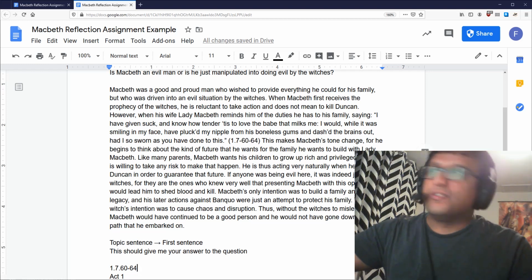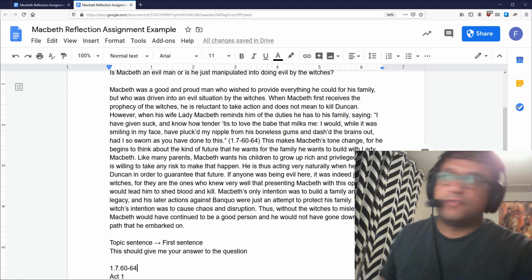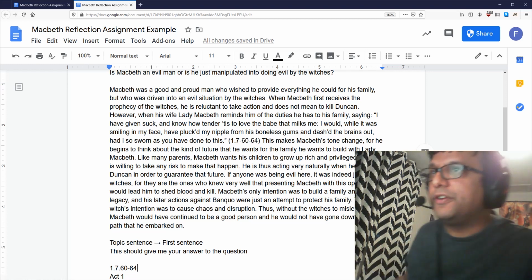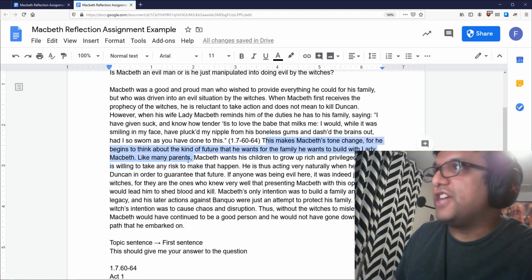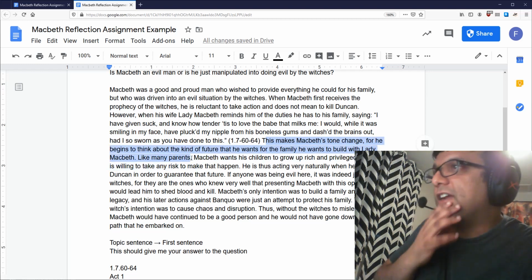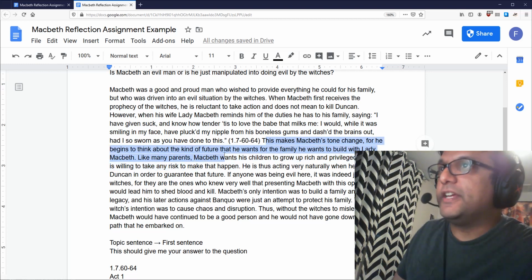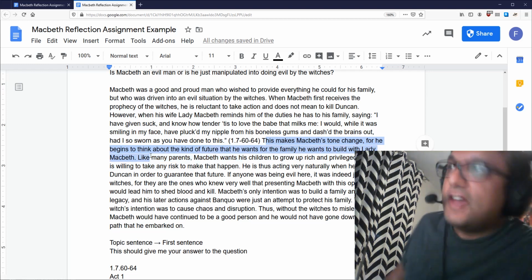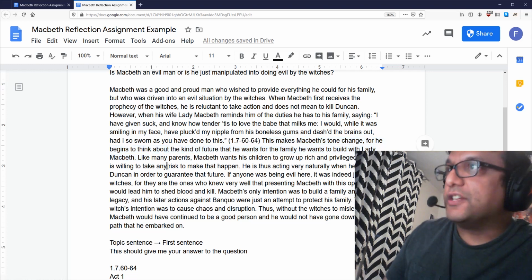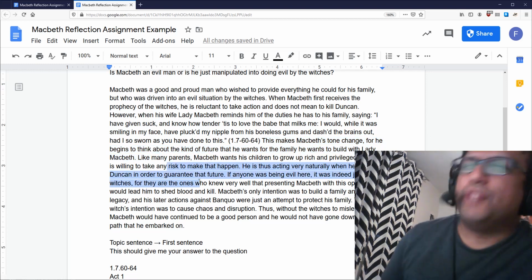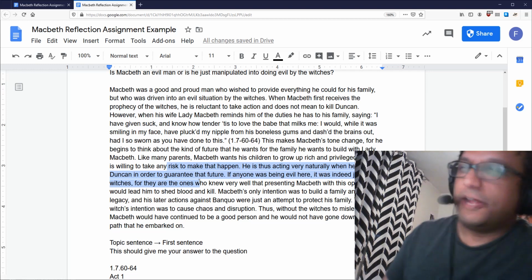Anyway, so you quote, right? And don't go crazy with the quotes, but I've got one quote here. And then I go on. This makes Macbeth's tone change, for he begins to think about the kind of future that he wants for the family he wants to build with Lady Macbeth. Like many parents, Macbeth wants his children to grow up rich and privileged, and he's willing to take any risk to make that happen. He is thus acting very naturally when he kills Duncan in order to guarantee that future.